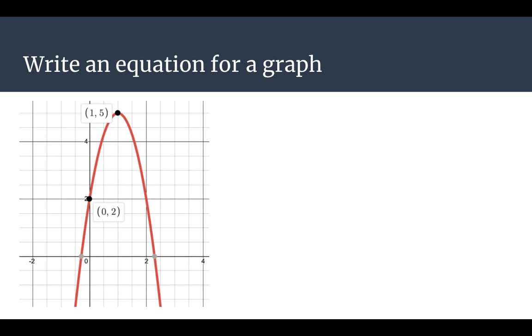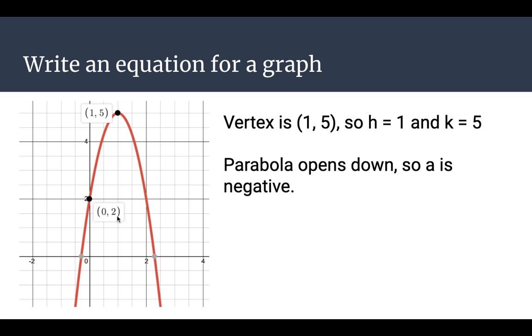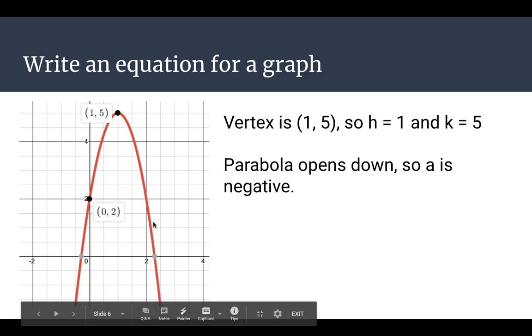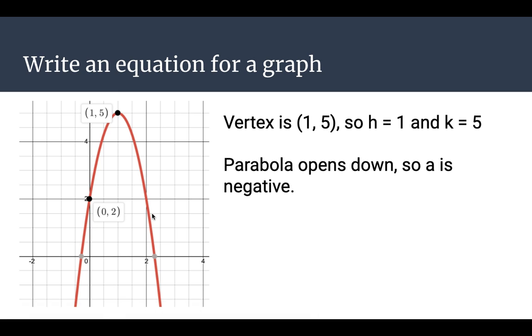So let's say we have this graph and some points are labeled here for us just to make it nice and easy to see. So what you're going to do, again, you're going to pull out some important information, then you're going to create the equation. So let's see, the vertex is going to be helpful. So the vertex is 1 comma 5. So that means our h value is 1 and our k value will be 5. And the parabola opens down, so a is going to be a negative number. And we're going to use that to check that we're getting the correct a in a little bit here.